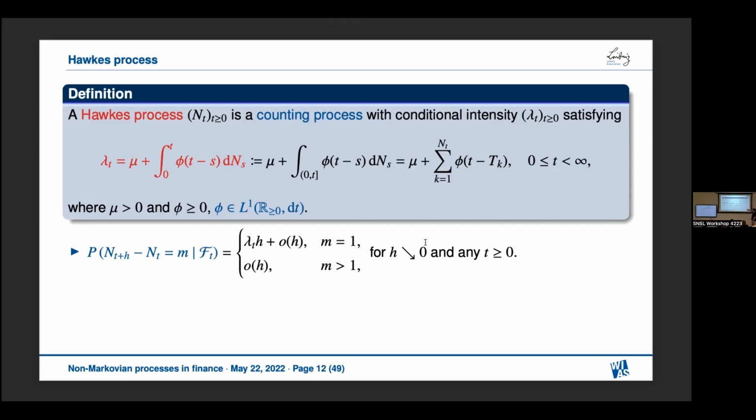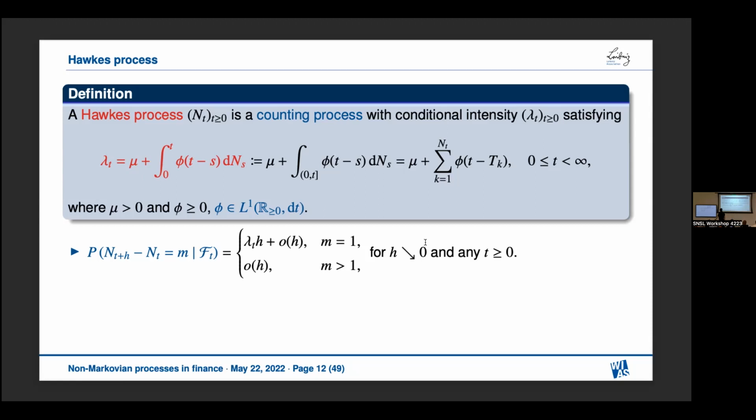So what does this mean? Let's start with the right-hand side. This integral is really a sum over all the jump times. And you see, usually phi will be decreasing, which means the longer ago the jump happened, the less important it will be. So you forget over time. And then I have added the middle term here in order to establish a convention. And the convention is whenever I write an integral like 0 to t, I always mean the left-open interval, because these are jump processes. So it matters if you include or exclude the boundaries. And we include the upper boundary and we exclude the lower boundary. That's just the convention.